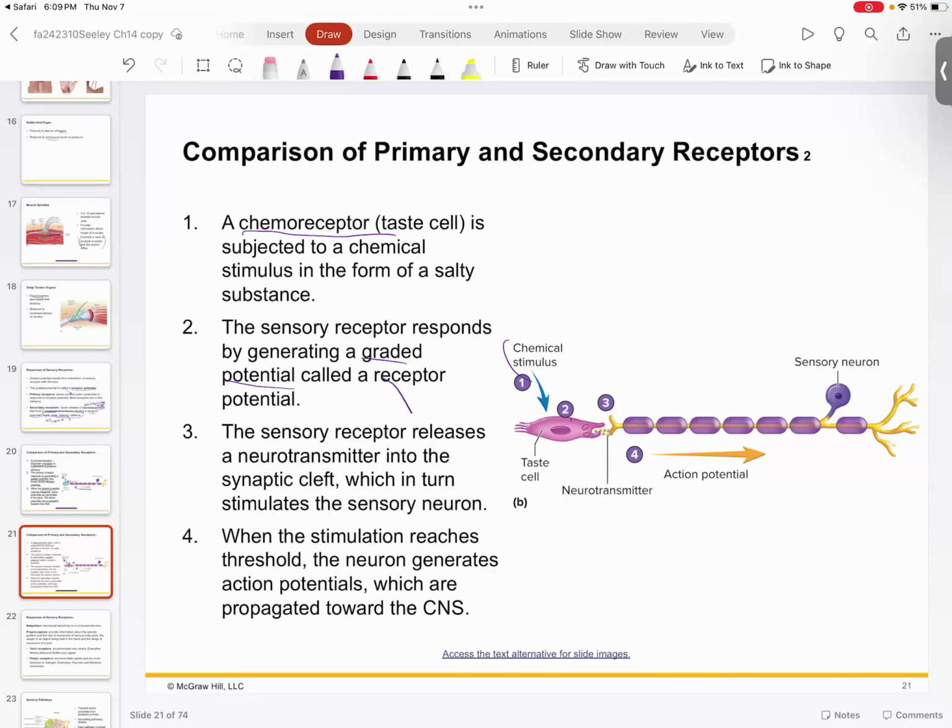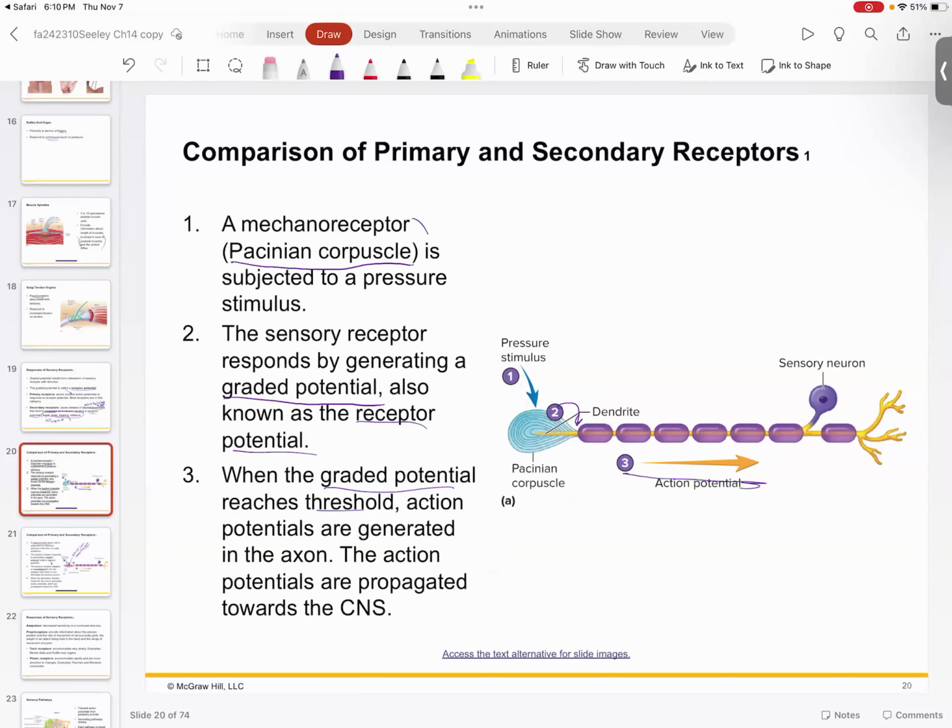It'll put this other extra step in here, in which case the sensory receptor will release a neurotransmitter. And it'll basically move it into the synaptic cleft. Why? Because the taste cell is not connected to the neuron. So it's got to pass this on to the neuron itself. See, that's different with the primary. With the primary, the actual sensory receptor is connected to the neuron, to the axon.